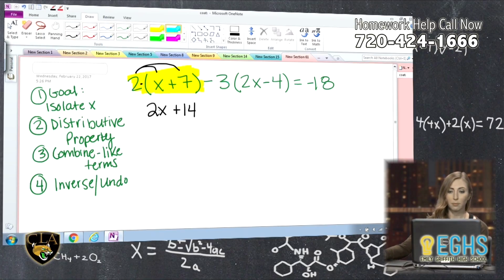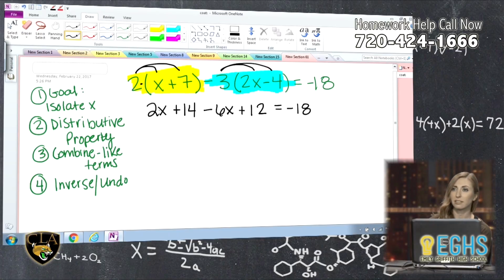The same is going to apply over here. You see another distributive property. This time I'm going to think of it as a negative 3 times 2x and negative 3 times negative 4. So negative 3 times 2x is going to give us negative 6x, and the negative 3 times negative 4 is going to give us a positive 12. Over on the right side of this equation, we haven't touched anything yet, so we're going to rewrite it and call it negative 18 still. So that's my distributive property.